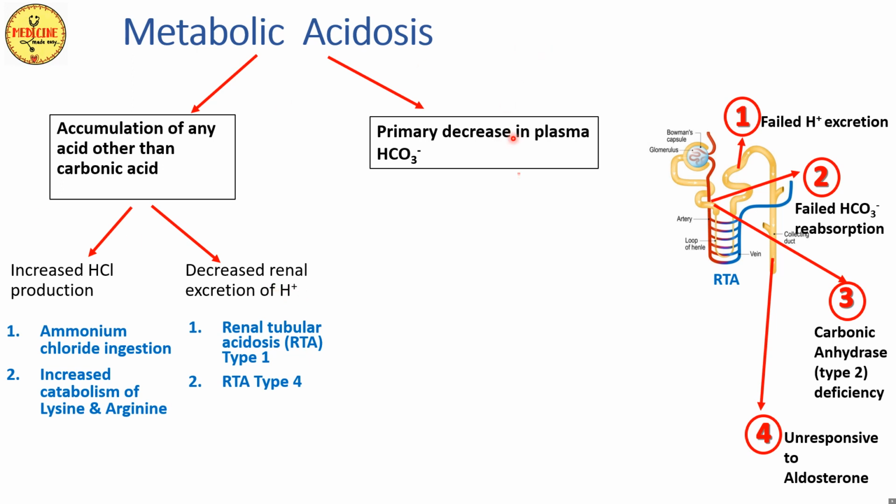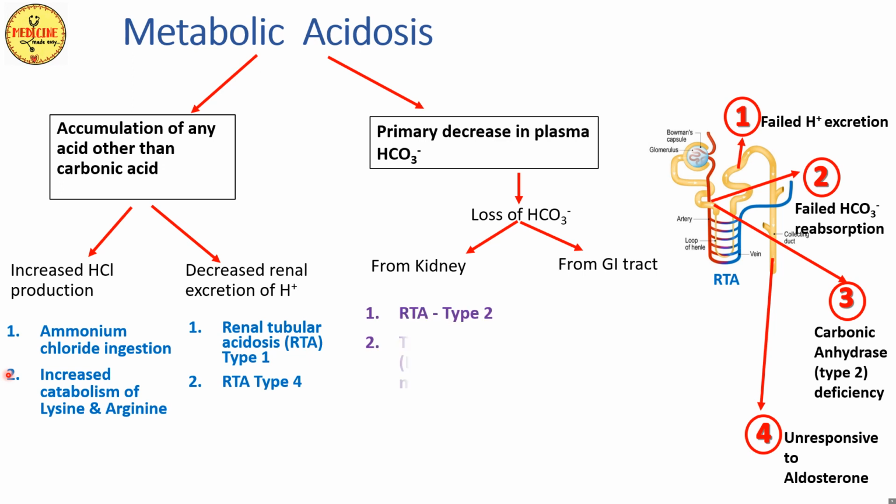When you come to primary decrease in plasma bicarbonate, it is mainly because of loss of bicarbonate ions, either via your kidneys or via your gastrointestinal tract. From kidneys, you lose bicarbonate when you have renal tubular acidosis type 2 or when you have a tubular damage. And from the GI tract, you lose bicarbonate when you have diarrhea or when you have an ileostomy. These causes of different categories are obviously not limited to 2, though I have put only 2 causes here.